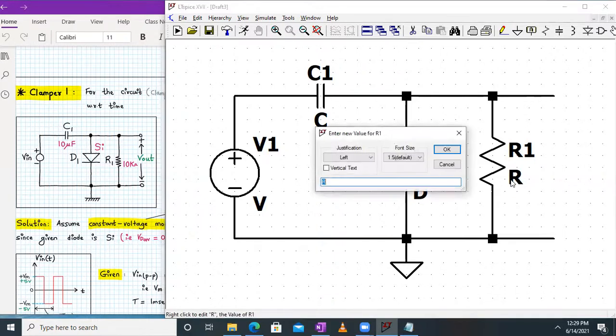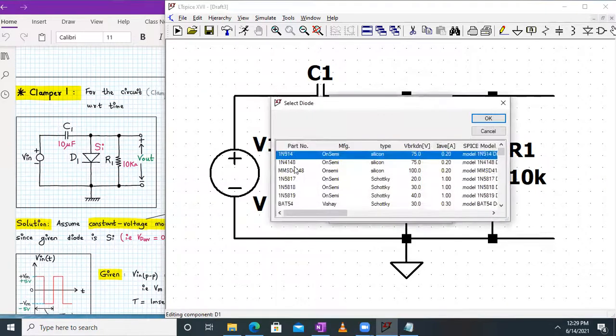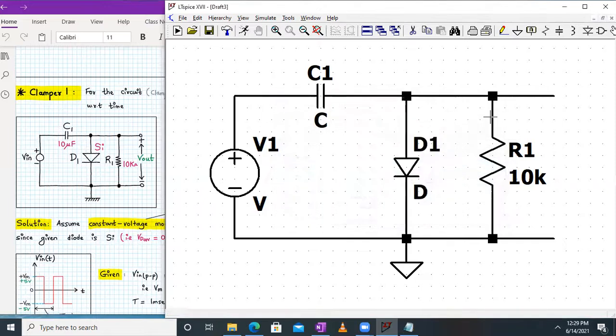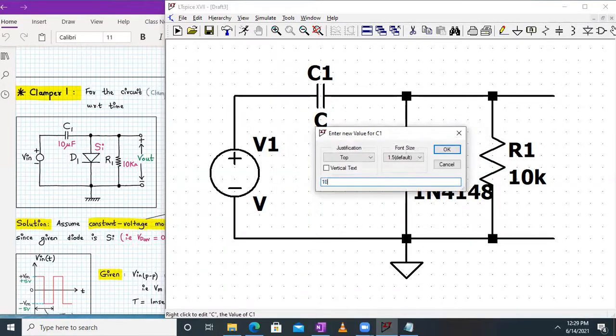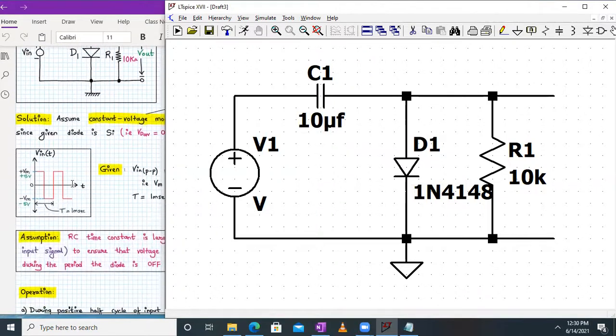So let us mark the values now. The resistor value is around 10K. The diode is silicon, so we will select 1N4148 over here. And then the capacitor value is 10 microfarad. The input is a square wave.